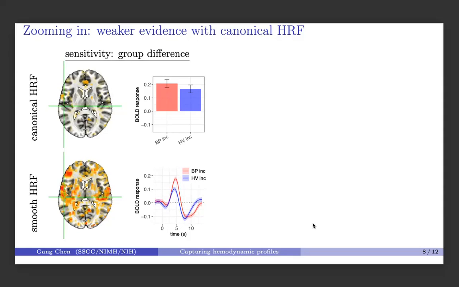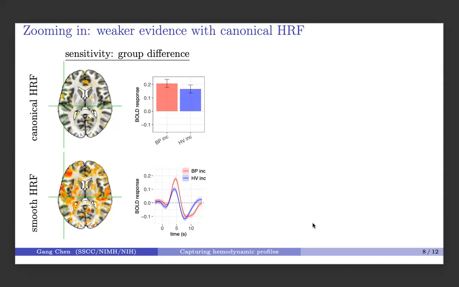You can see the canonical HRF gives two betas, the red one versus the blue one. They're slightly different, but the two error bars overlap with each other. So traditional studies would see some slight difference that does not reach the threshold, so we're not confident to say they're different. But look at the bottom row. There are two different HRFs. Instead of comparing two scalar numbers, now we're comparing two one-dimensional curves.